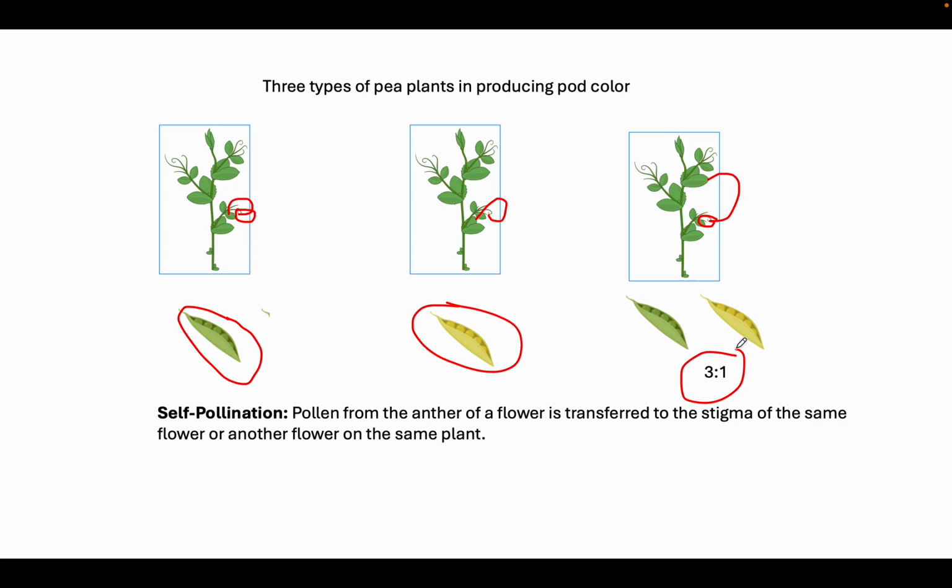But in the next step, he did a cross-pollination between the plant which was always giving green pod color and the plant which was always giving yellow pod color on self-pollination. So what happens? This is the first plant, which was producing green pod color on self-pollination, and this plant was always producing yellow pods on self-pollination. But when he crossed them, all of the seeds from the cross-fertilization were green.